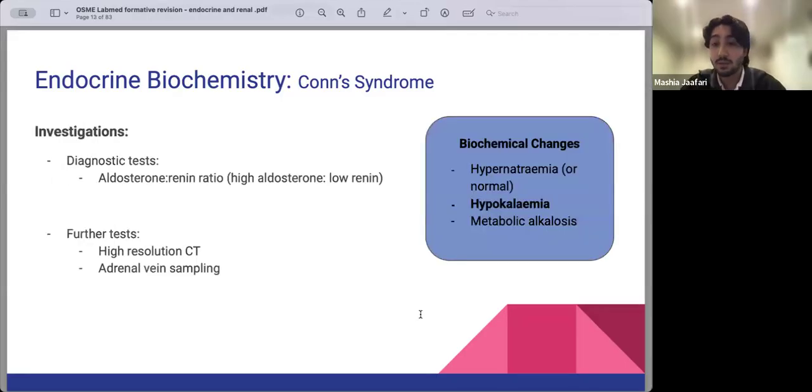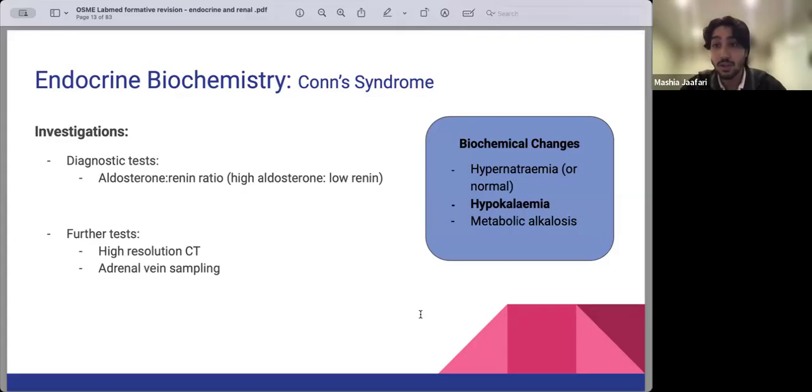And again, the biochemical changes, think about your renin angiotensin aldosterone system. What does aldosterone do? It retains sodium at the expense of potassium and acid. So you get high sodium, low potassium, low acid. Okay. In terms of diagnosis, something that we measure is the aldosterone to renin ratio. So if we have too much aldosterone, that negative feedbacks on renin. So basically, we're going to have a really high aldosterone to renin ratio because our aldosterone is going to be high, our renin is going to be low because we have so much aldosterone.